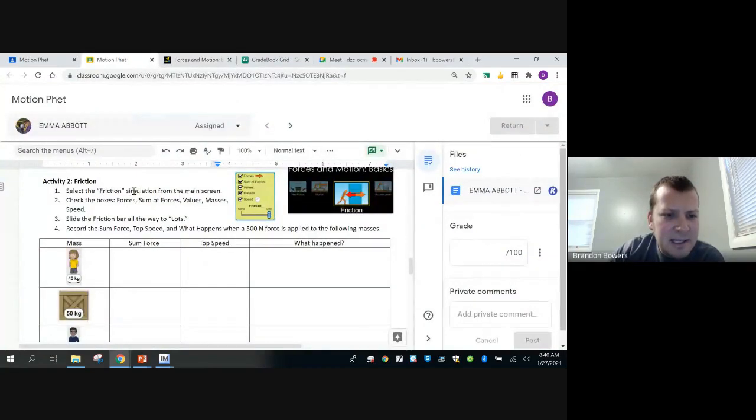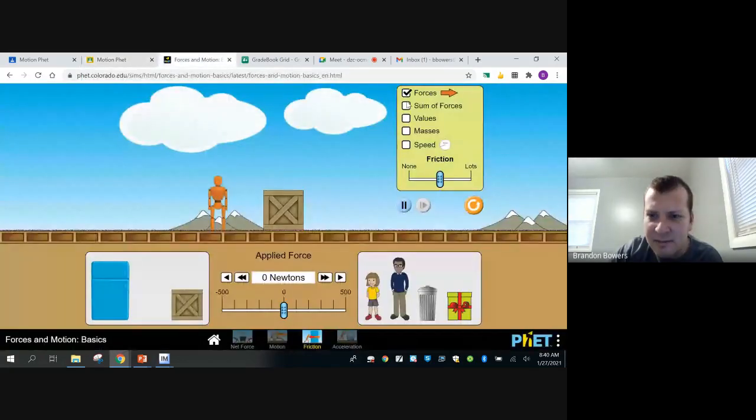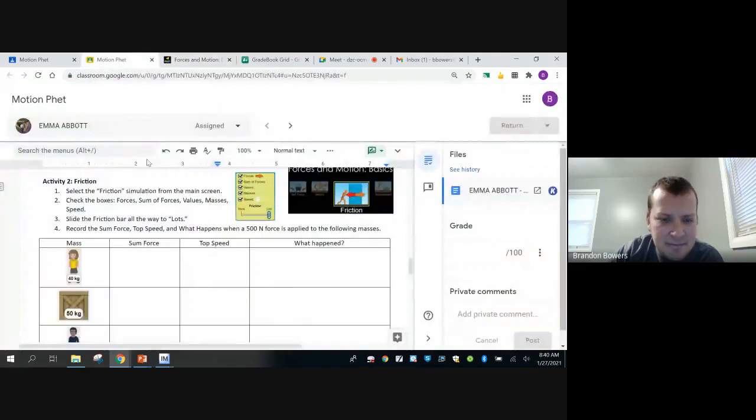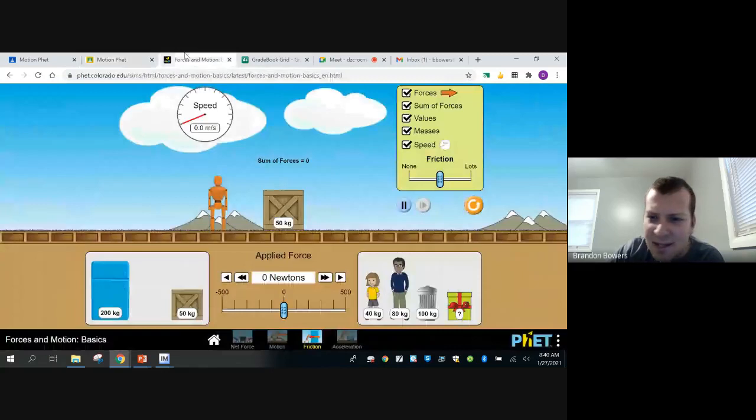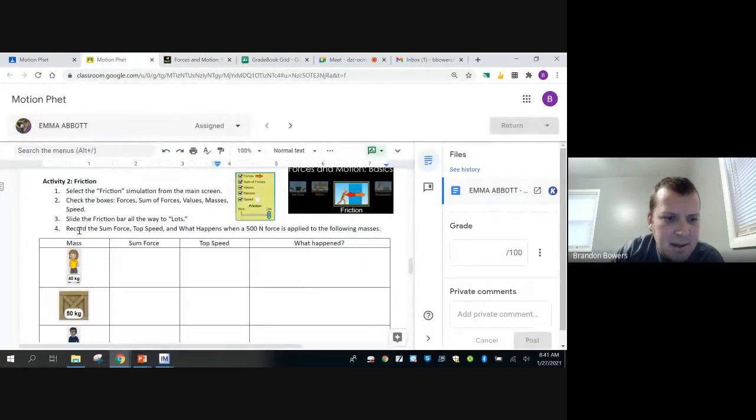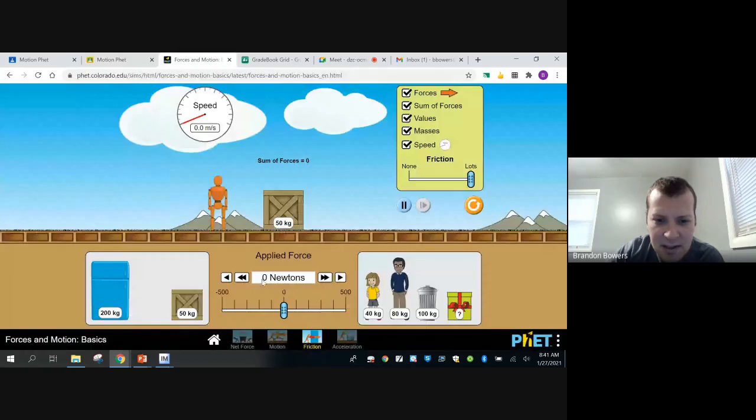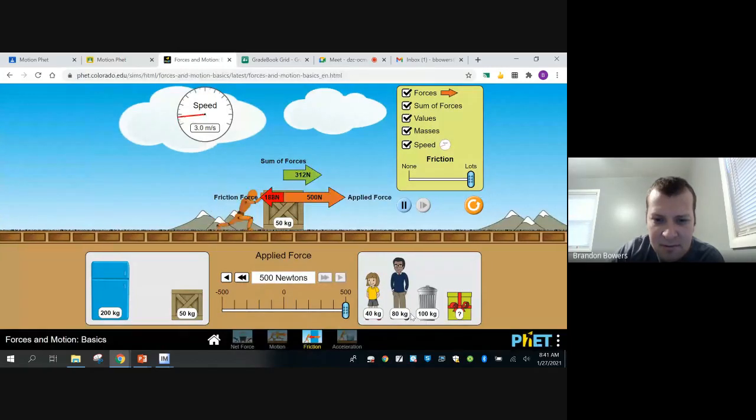Select the friction simulation on the main screen. Check the boxes. Okay, I've got all my boxes checked. Slide the friction bar all the way to lots. Okay, did that. Record the sum force, top speed, and what happens. So when a 500 Newton force is applied, I have to apply 500 Newtons.